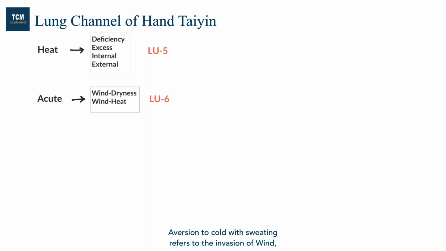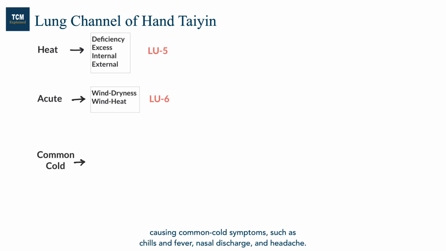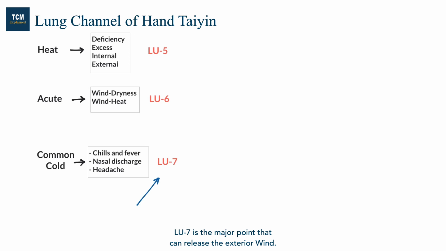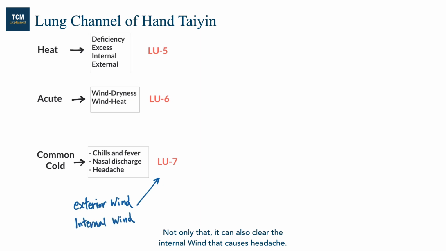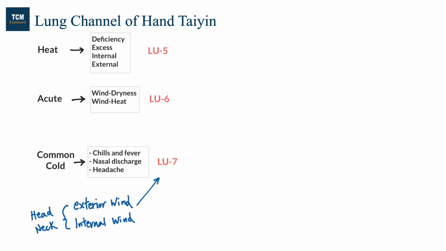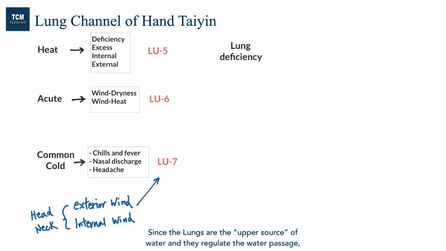Aversion to cold with sweating refers to the invasion of wind, causing common cold symptoms such as chills and fever, nasal discharge, and headache. Lung 7 is a major point that can release the exterior wind. Not only that, it can also clear the internal wind that causes headache. As wind attacks the upper part of the body, lung 7 is well known for treating the head and neck problems.